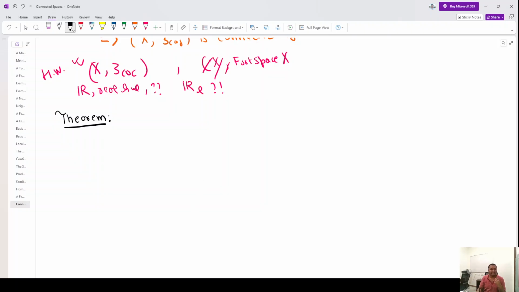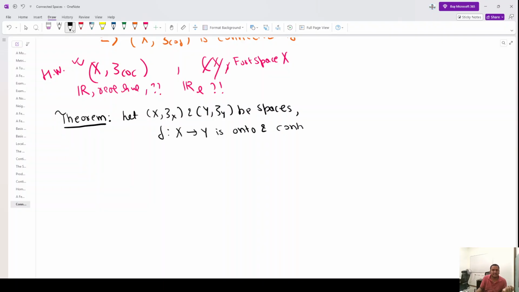Let us see why. So let x be connected. Let's write like this. Let (X, tau_X) and (Y, tau_Y) be spaces, meaning topological spaces. I'm not talking about any other space. f from X to Y is onto and continuous.